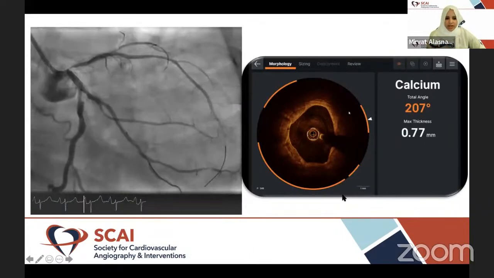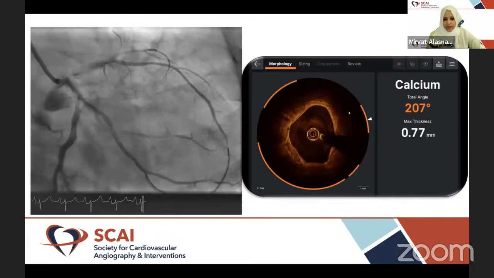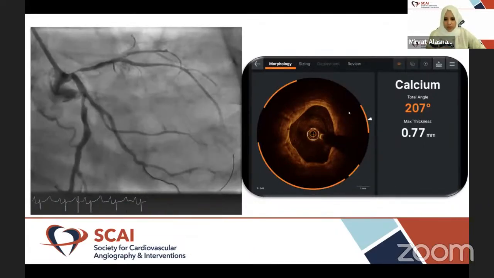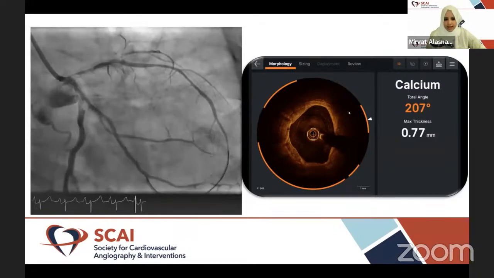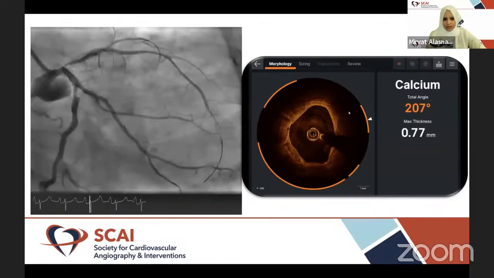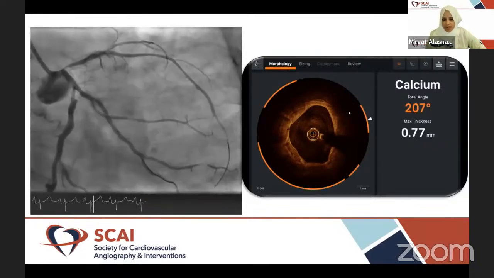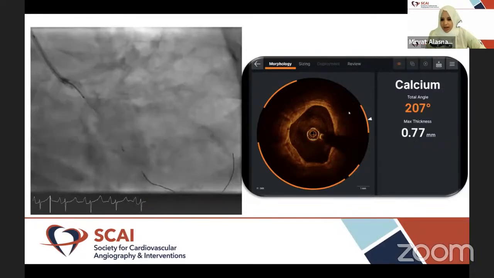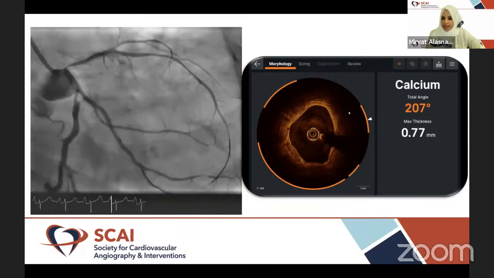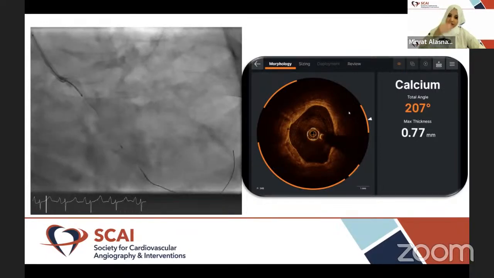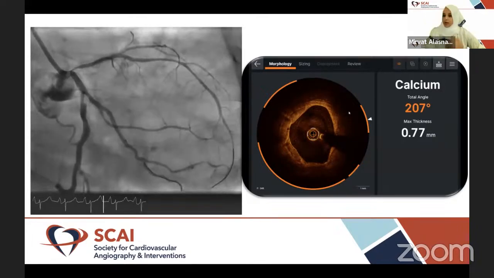In order to strategize, it was important to visualize the circumflex. Now, she's not normal, so we went ahead and did an OCT of the circumflex as well. You do see calcification, but when we do sizing, and unfortunately I don't have the clip with the sizing, you do see a decent lumen. And so in this kind of a patient, we opted for a more conservative approach.